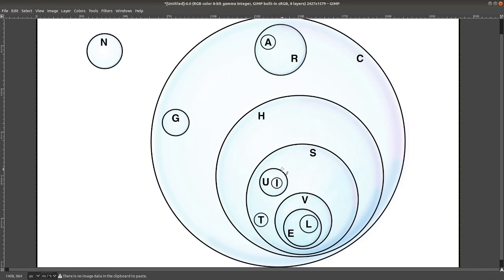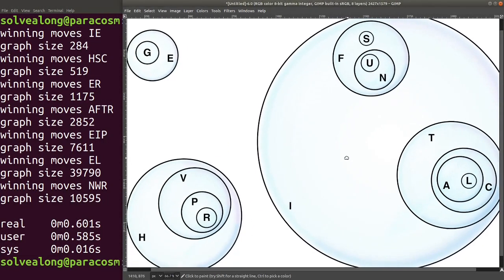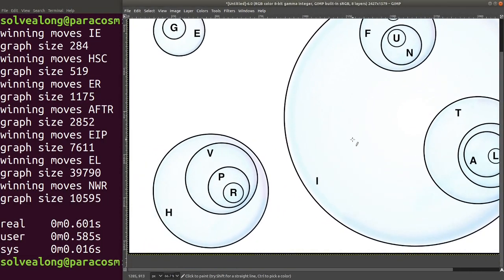All right, let's go through each of these and circle the winning move bubbles. I remember for the first puzzle it was I and E. Puzzle 2 was H, S, and C.